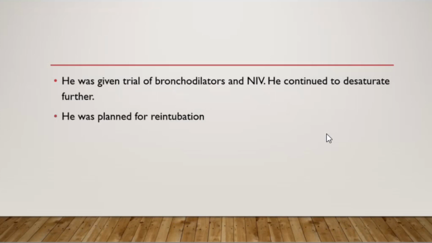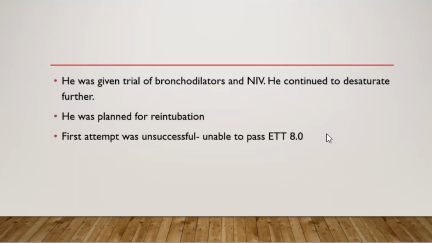So what to do? This was an easy intubation in the ER. There were no difficulties, no difficult airway was anticipated. I was able to maintain the airway, then we extubated him, and post extubation we lost the airway. So what to do? Anybody? We tried treating bronchospasm or whatever was anticipated with bronchodilators and then tried NIV. With that also he desaturated further, so he was planned for reintubation.